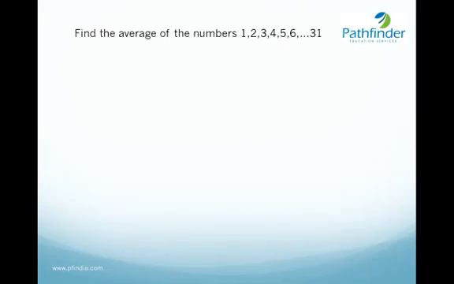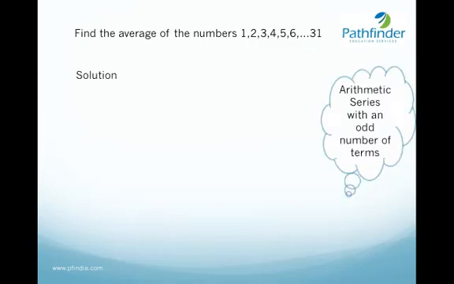Find the average of 1, 2, 3, 4, 5, 6 and so on till 31. So effectively we have to find the average of the first 31 natural numbers. So what is the solution? Is this an arithmetic series? Yes, this is an arithmetic series because each number is one more than the previous number. So there is a constant difference between any two consecutive numbers. And in this series, we have an odd number of numbers. So there are 31 numbers, which is an odd number.